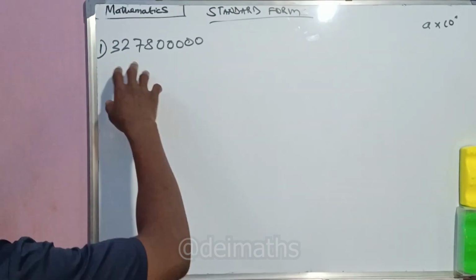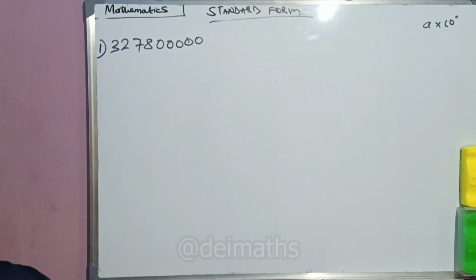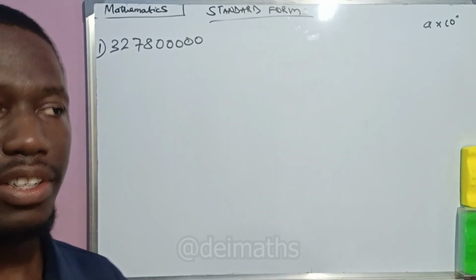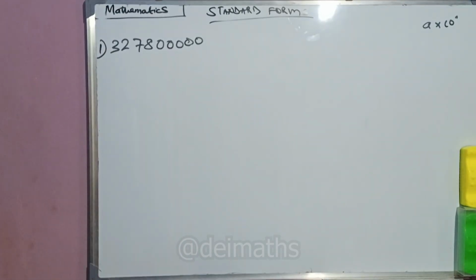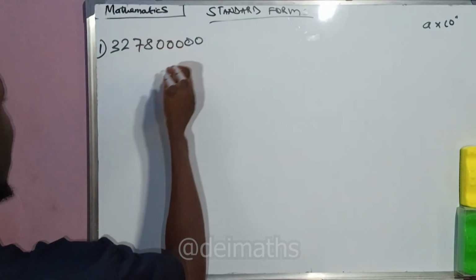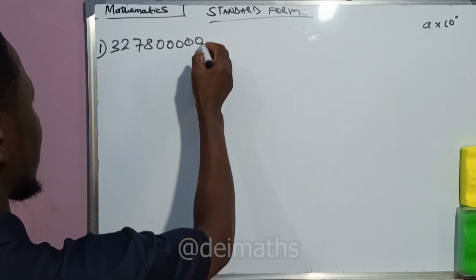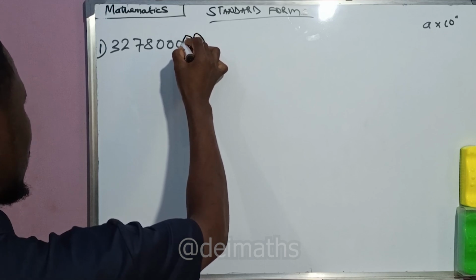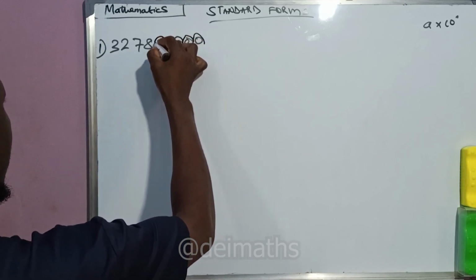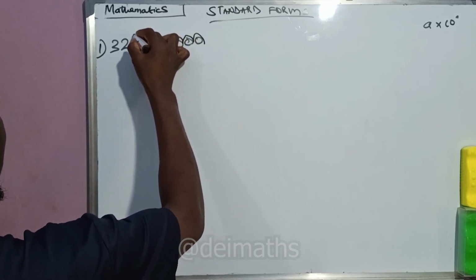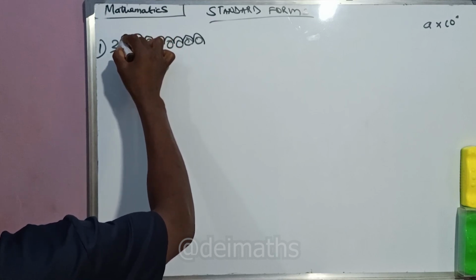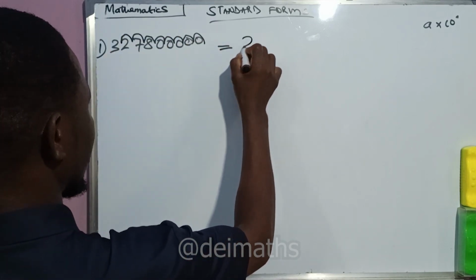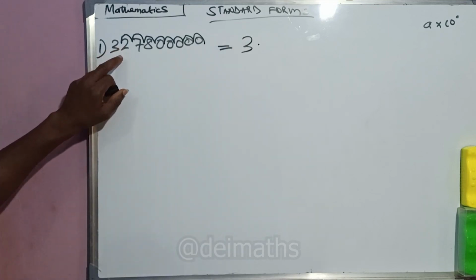So now, considering this number, converting to standard form is very simple. I will use the simplest method ever. Let's use this as an example. If I want to convert this to standard form, I will start from here and count 1, 2, 3, 4, 5, 6, 7, 8. Now I have 8 tens, which is where the point ends.